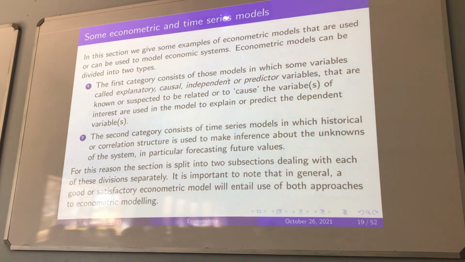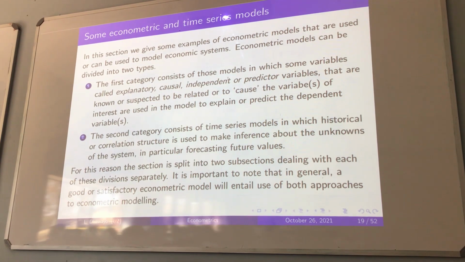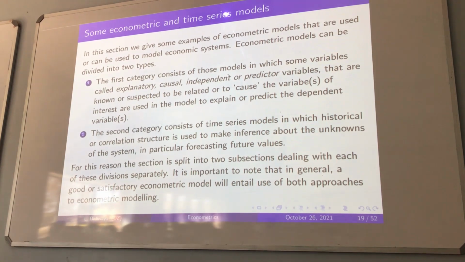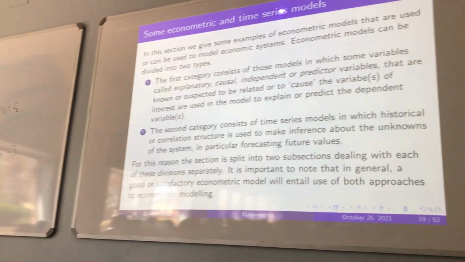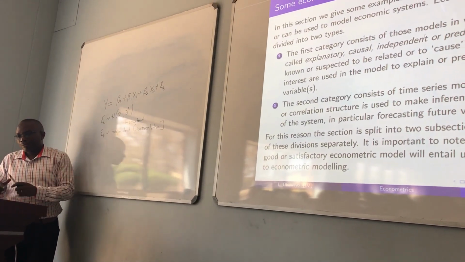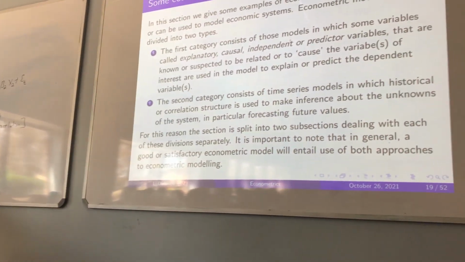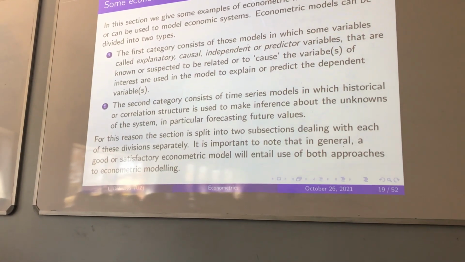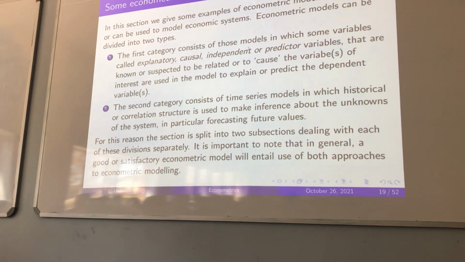Variables that are known or susceptible to be related to or to cause the variables of interest. So these ones, they cause the variable of interest. Once they change, they cause this one to change. Of interest in the model to explain or predict the dependent variable. Okay, that's the first category.